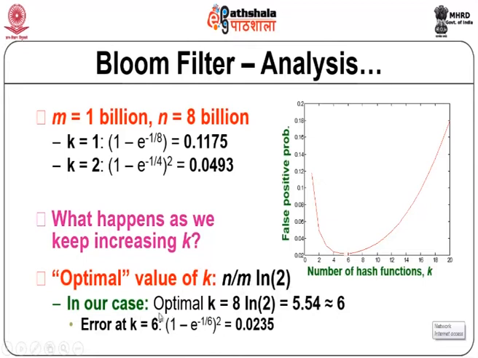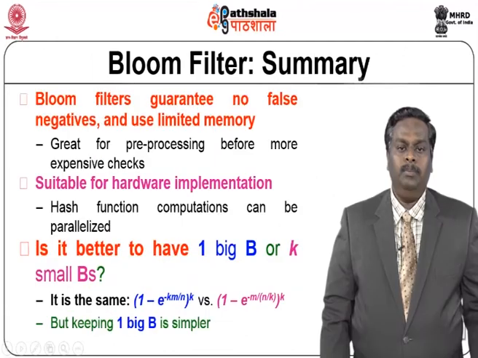In this scenario, optimal k will be equal to 8 log 2, which is approximately 6. Therefore, when the number of hash functions you choose is 6, the error will be 0.0235. If the number of hash functions increases beyond 6, then the error rate will increase. This is what is indicated in this graph.